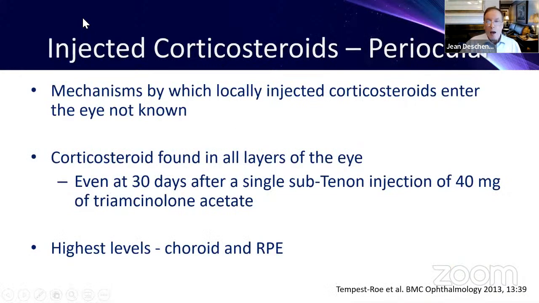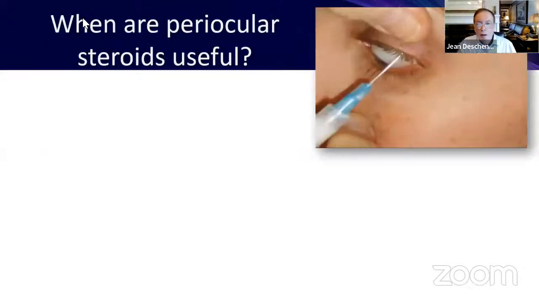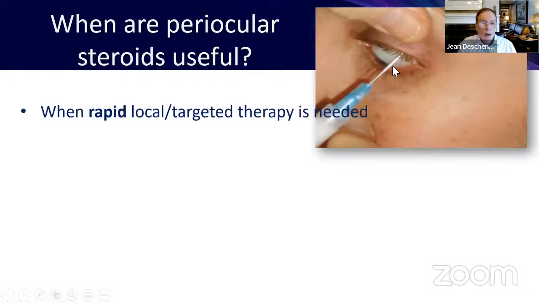The mechanism by which locally injected corticosteroid works is not well known. It does decrease the macrophages. However, 30 days after a single subtenon injection of triamcinolone, corticosteroid is found in all the layers of the eye, the highest concentration being in the choroid and the retinal pigment epithelium. So this is the way I like. More often, my needle will be bent a little bit more toward the upper eyelid. So I like this posterior subtenon injection.